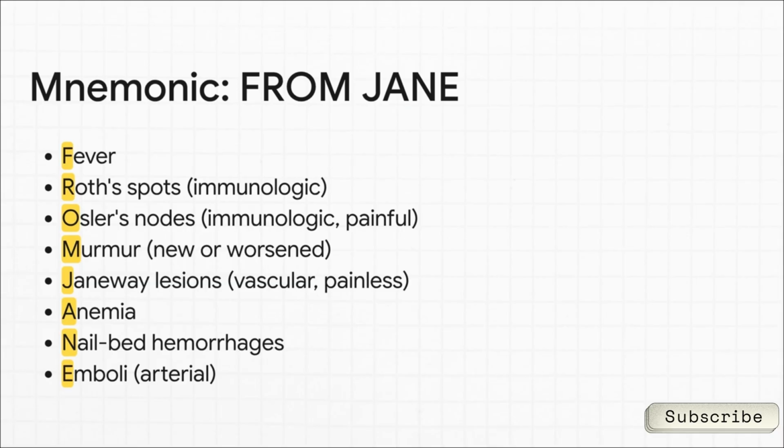From Jane. F is for fever. That's the most common sign. R is for Roth spots in the retina. O is for Osler's nodes. Remember O for ouch, because they're painful.